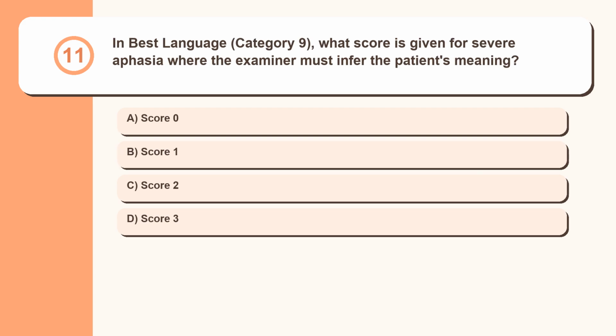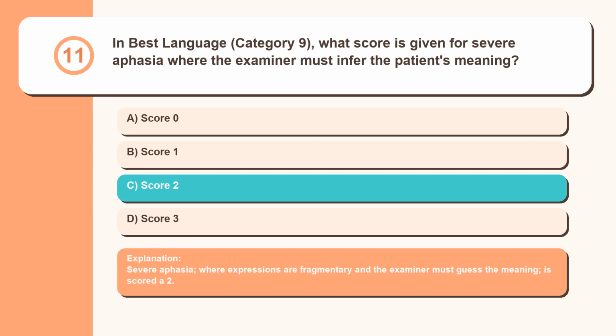Question 11. In best language, Category 9, what score is given for severe aphasia where the examiner must infer the patient's meaning? Score 0, score 1, score 2, score 3. Severe aphasia, where expressions are fragmentary and the examiner must guess the meaning, is scored a 2.